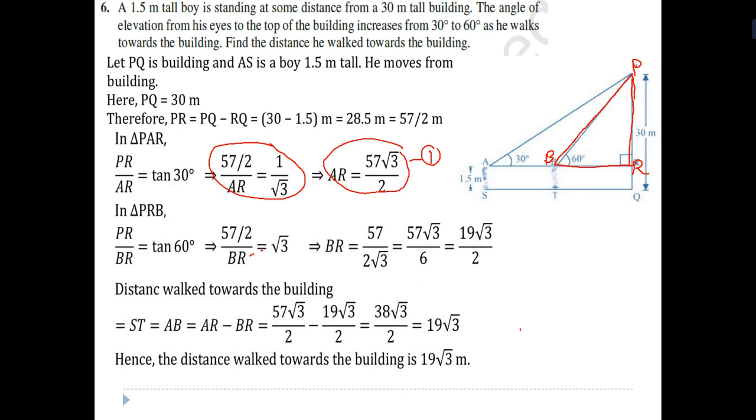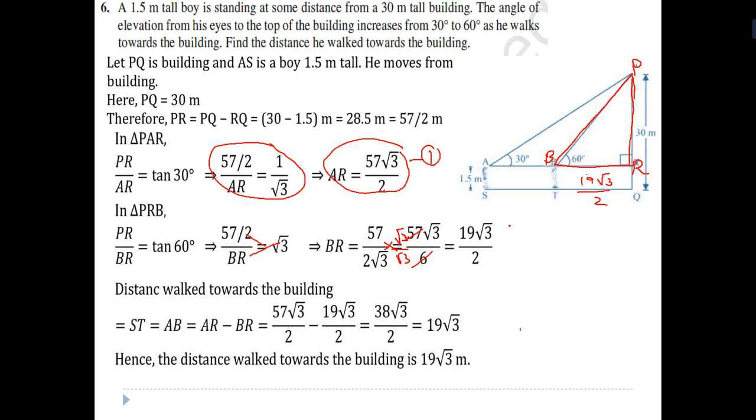Now if I do the cross multiplication of it, then root 3 BR is 57 by 2, and then root 3 multiplied by 2. Now again we have to rationalize it. So if I multiply by root 3 here, so 3 times 2 is 6. If I divide, we can get 19 root 3 by 2. So again BR, what is BR? That is 19 root 3 by 2.